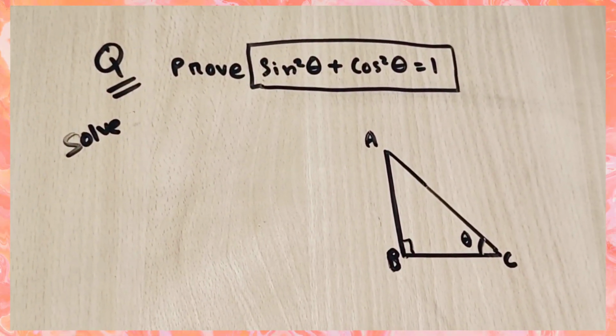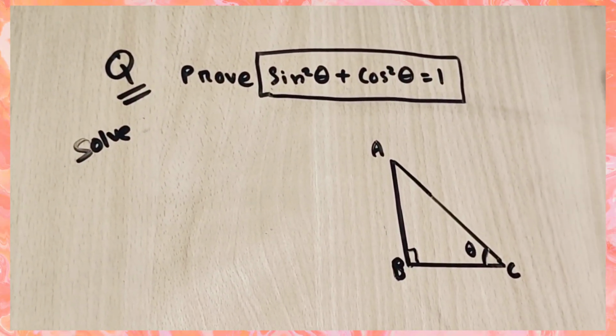Today we are going to prove the identity sin²theta plus cos²theta is equal to 1. So without wasting our time, let's start.